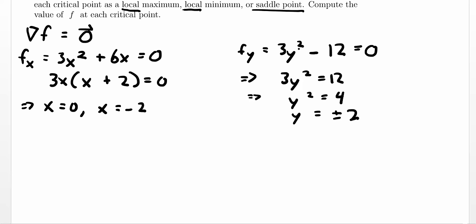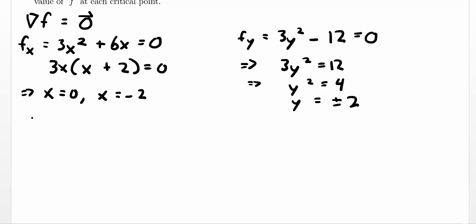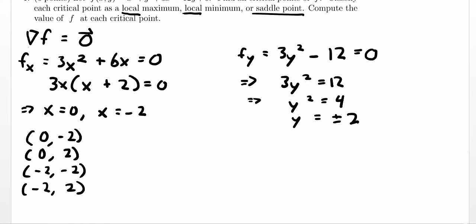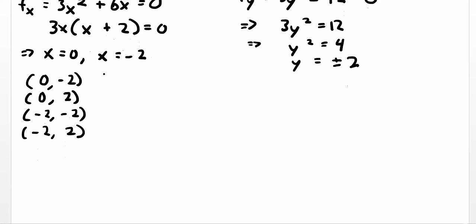So we have a few combinations here. We have x is 0 and y is negative 2. X is 0, y is positive 2. X is negative 2, y is negative 2. X is negative 2, y is positive 2. Okay, so these are our 4 critical points. We're going to have to test each of them and classify each one.